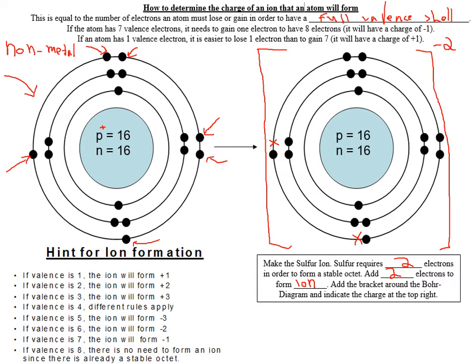If it gained 3, it's -3. But sulfur only needed 2. Because it only needed 2, it's going to gain those 2 and have a charge of -2 in the end. So this here is an anion. Nonmetals gain electrons, and we saw that with this example over here. If a nonmetal needed 1 electron, you just add 1 electron and put a charge of -1 on top. If a nonmetal needed 3 electrons, you'd add the 3 electrons and then put a charge of -3 on top.